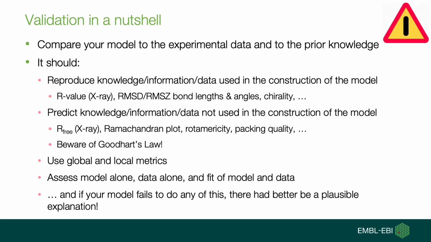So validation usually entails comparing your model to the experimental data and to the prior knowledge, and it should at the very least reproduce any information that you've used in the construction of your model. So you used your reflection data in the case of X-ray, you used bond length restraints, etc. But it should also predict any knowledge or data or information that you didn't use while constructing the model. So the Ramachandran plot, for example, the rotamericity of your side chains, the packing quality that your model displays. Those are things that are usually not restrained during refinement, and so they're good validation measures. But you have to be aware of Coulthard's law, and I'll explain in a minute what that entails.